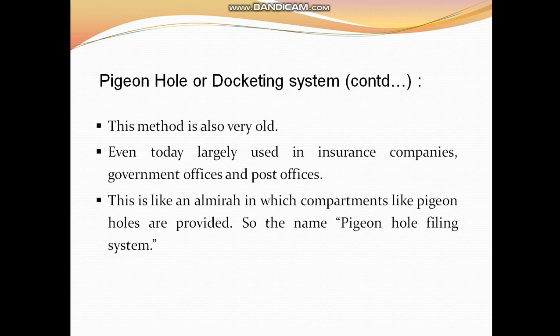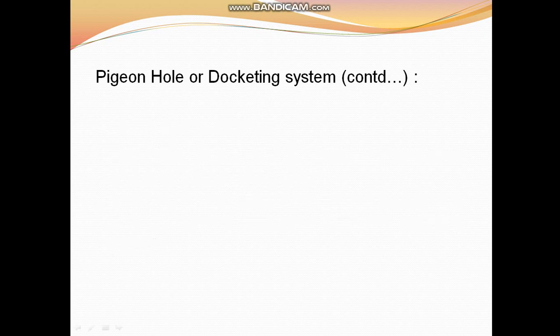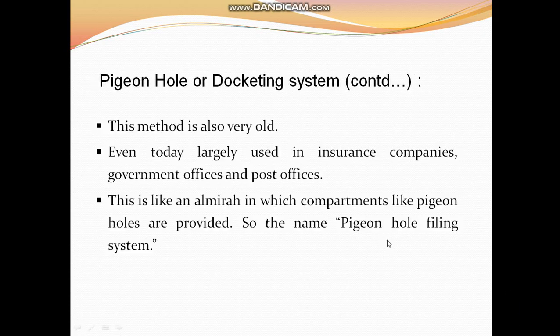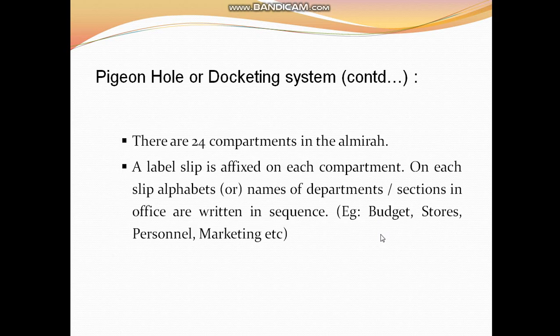This is like an almara in which some compartments like pigeonholes are provided, so the name is pigeonhole filing system. There are some 24 compartments in the almara. A label slip is affixed on each compartment. On each slip, alphabets or names of the department or section in the office are written in sequence.